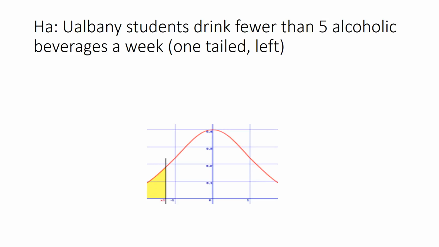However, that same caveat also applies: you need to be careful when choosing one-tailed left or right tests, because if your observation falls in all of this area over here, you fail to reject your null hypothesis. So what that means is that if students are actually drinking a lot more than 5, you won't be able to tell that with your hypothesis test, because you're looking at this whole area as evidence to support your null hypothesis, where this is the evidence to reject your null hypothesis.